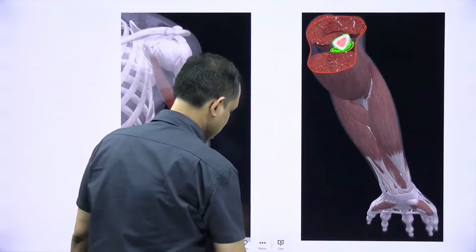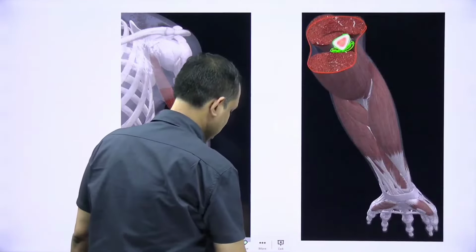Now you can understand that in the anterior compartment, you have two placements. One is the deeper placement of brachialis and superficial is biceps brachii. Posteriorly, you have a single muscle which is known as triceps brachii. Now, we will see each and every muscle one by one.